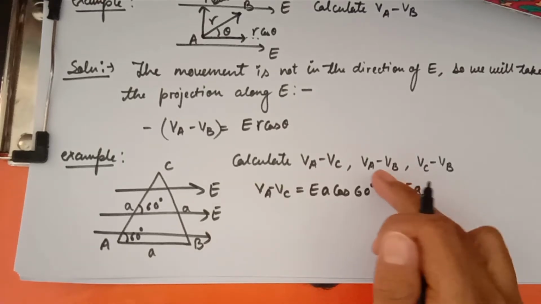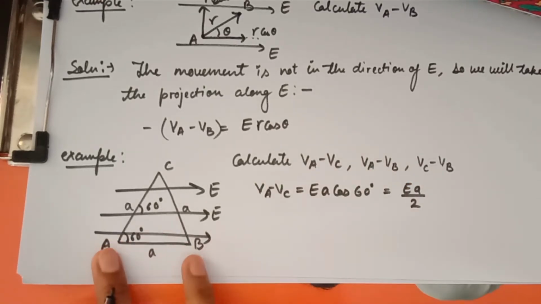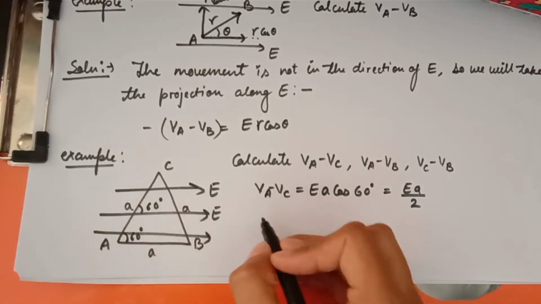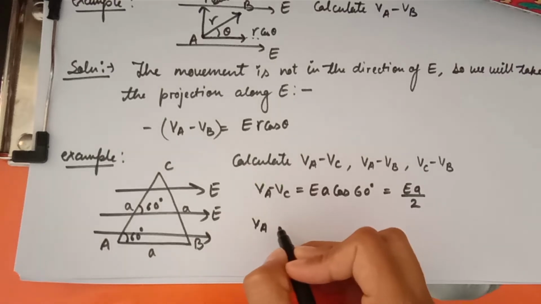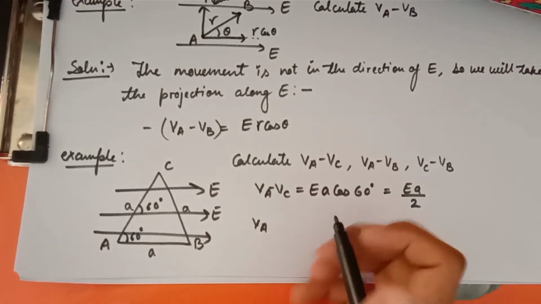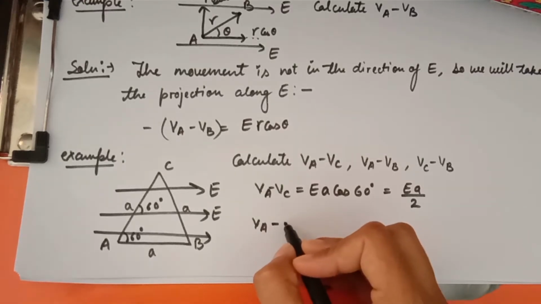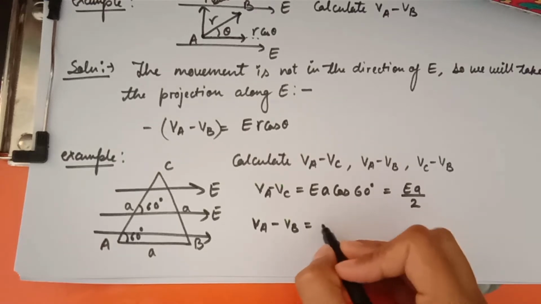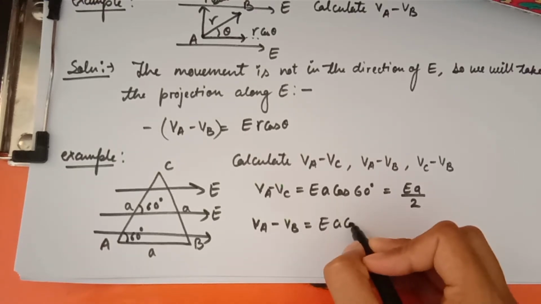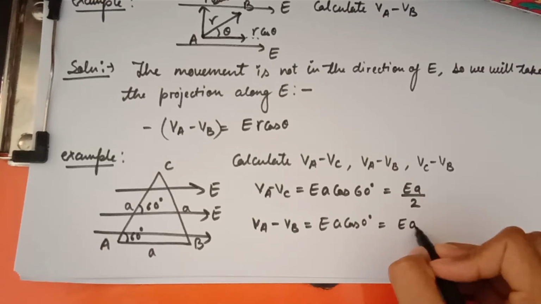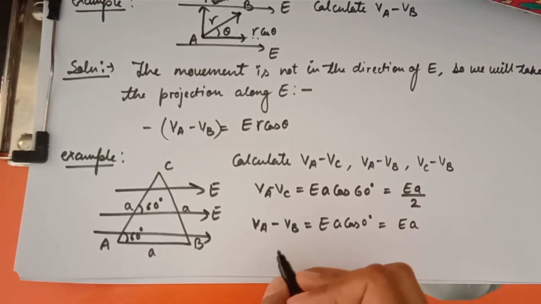Again I will calculate VA minus VB, the potential difference between these 2 points. As you can see, A and E are in same direction, so the angle between E and A will be 0 degree. So VA minus VB will be equal to EA cos 0 degree, and it will give you EA as cos 0 degree is equal to 1.